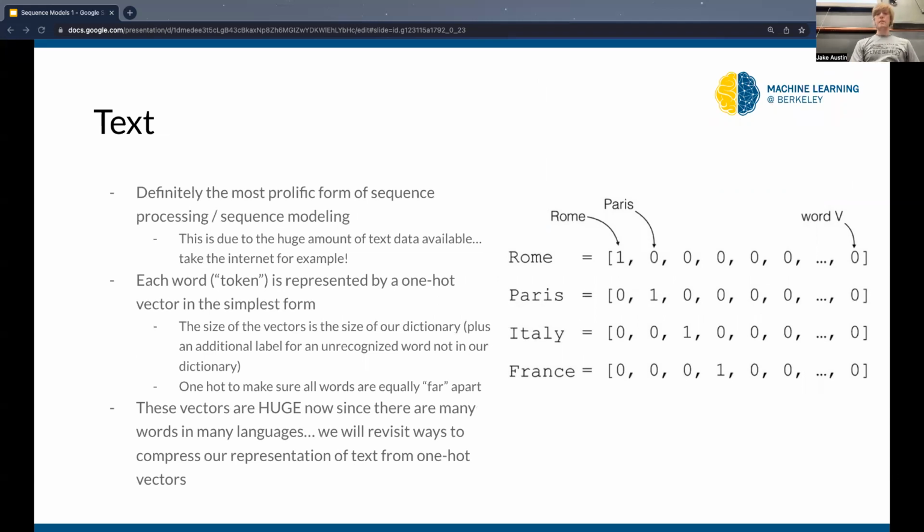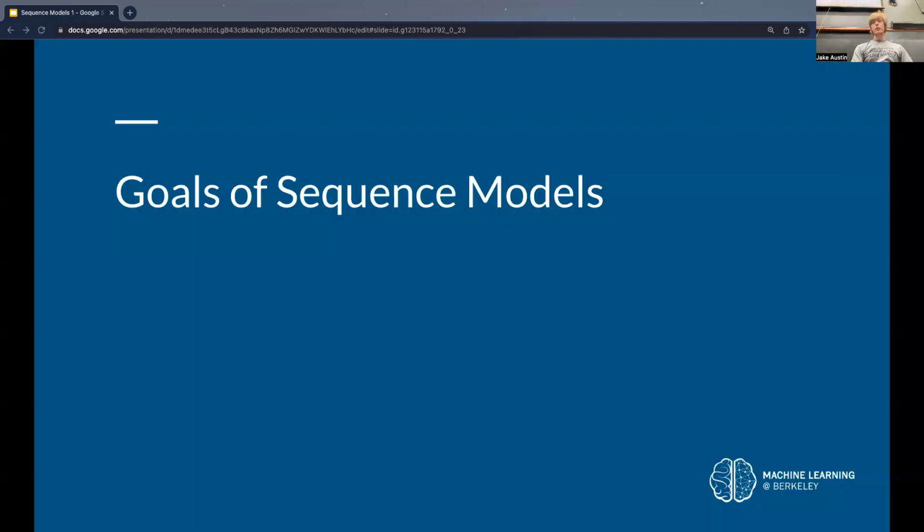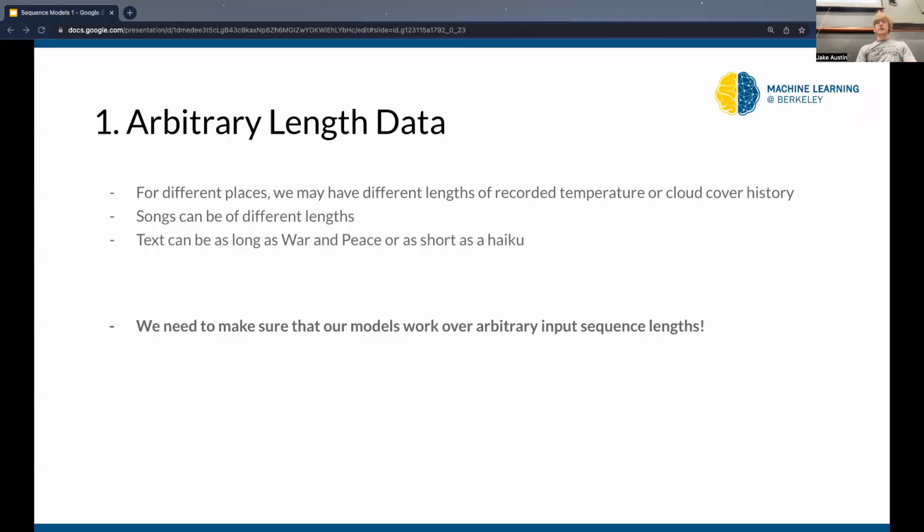All right. So we should talk here a little bit about what the goals of sequence modeling are. What are we trying to do? What is it about a sequence model that can't necessarily be captured by our regular, vanilla deep neural networks that we learned about all the way back in the first week? So the first thing is arbitrary length data. Sequences can be arbitrarily long. A sentence can be arbitrarily long. A book can be arbitrarily long. If you have access to different slices, different lengths of weather data, we would still like to be able to process all of those, even though the lengths are different.